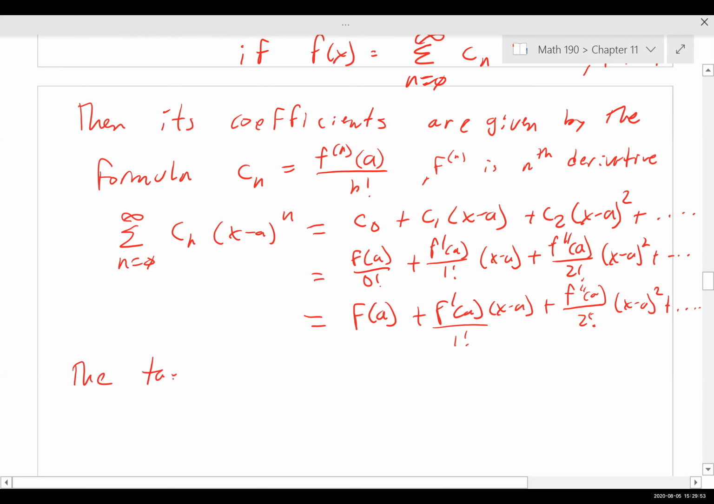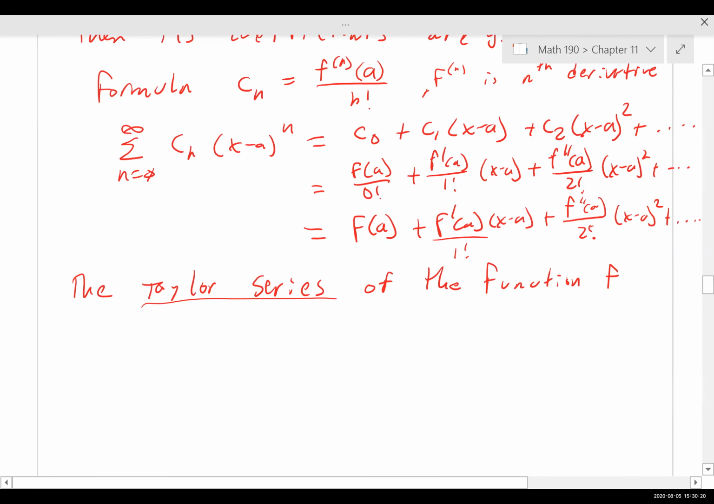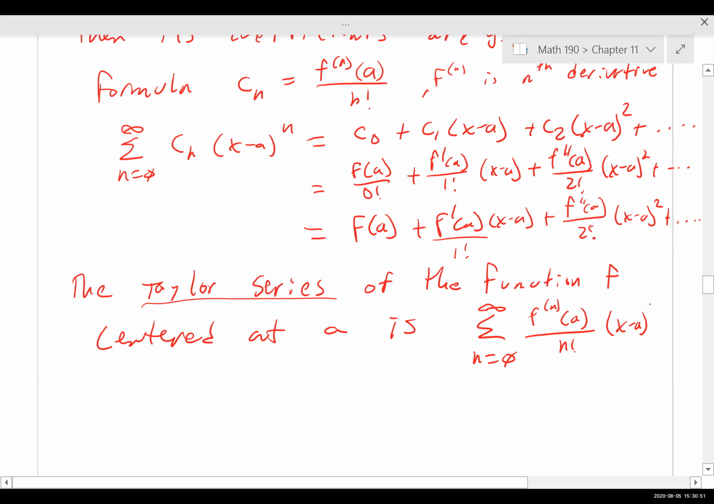So the Taylor series, capital T, Taylor series of the function f centered at a is the summation of n equals 0 to infinity of the nth derivative of f at a, over n factorial, times x minus a to the nth power. That's the Taylor series.